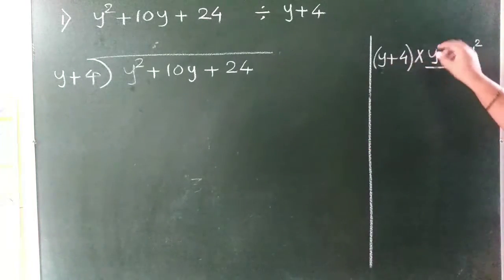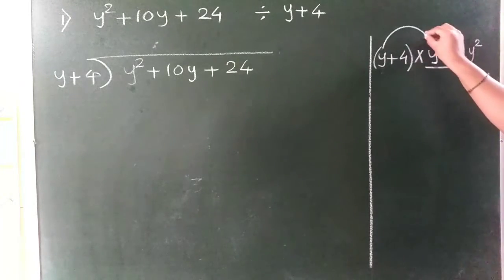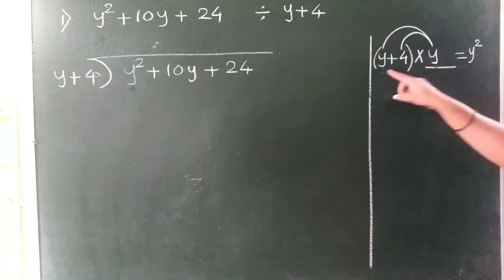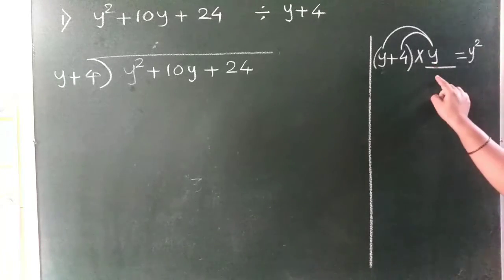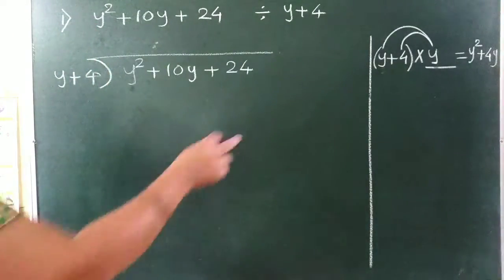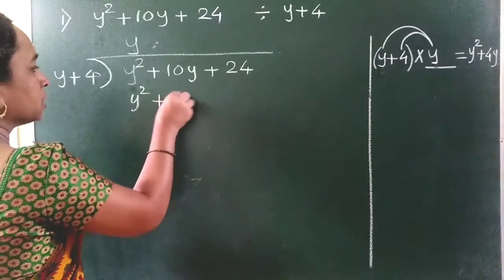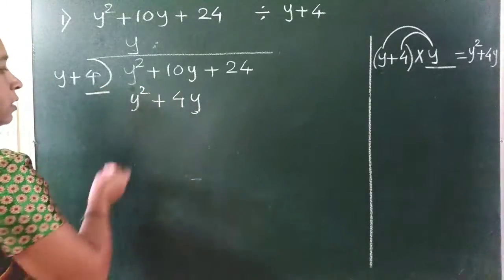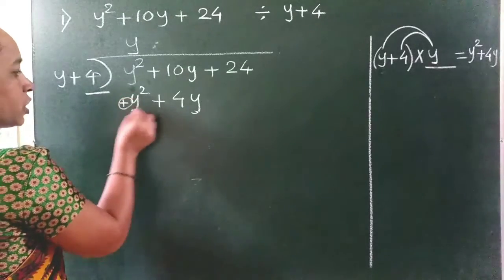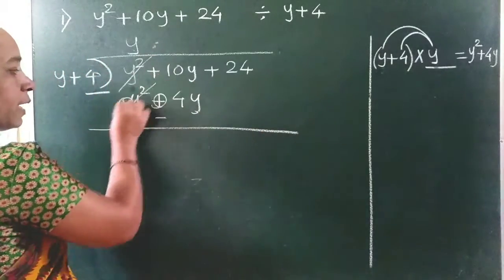Now y multiplied by y gives y square. Then I multiply y by 4, because it is a binomial multiplied by a monomial. So here I will get 4y. So y square plus 4y is the product, and I write it here. The first quotient is y, and I get y square plus 4y. Because of the minus sign, the signs will change. It will become minus, and this will become minus. The first term will be cancelled.